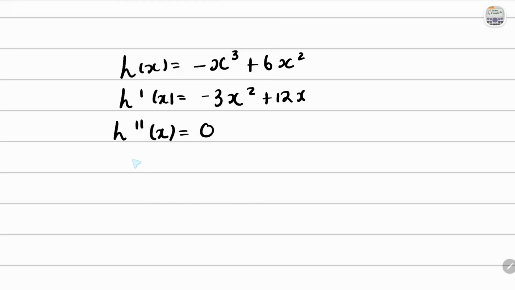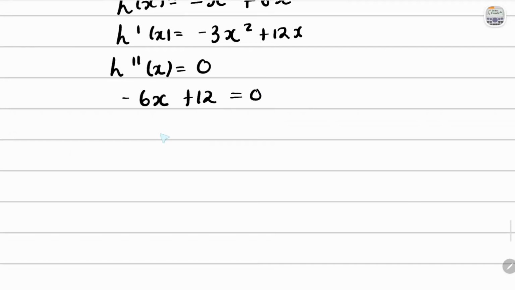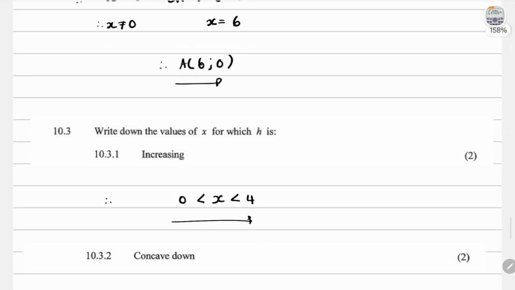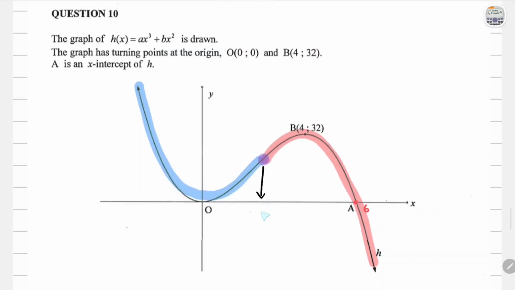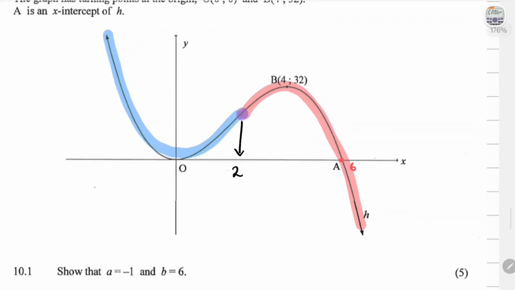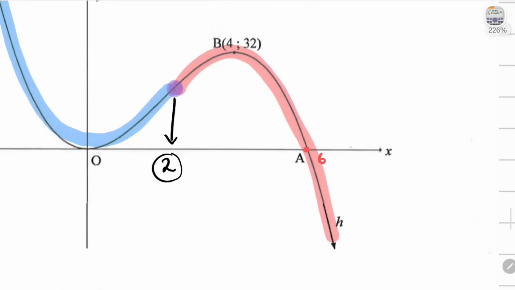So deriving that, that will be negative 6x, and then plus 12, and of course the x falls away, is equal to 0. Okay, that's negative 6x is equal to negative 12, and if you divide both sides by negative 6, we can see that x is equal to positive 2. Okay, so we know that the concavity changes at x equals 2. So it will be concave down from x equals 2, not exactly at x equals 2, but after it. So this is where x is greater than 2.